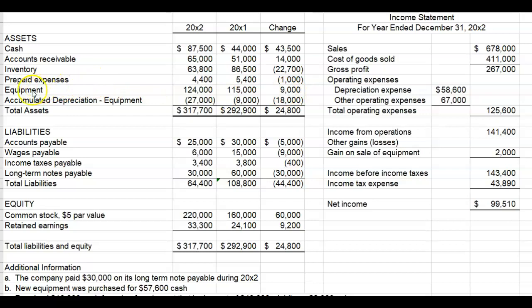Long-term assets, which is the equipment, increased by $9,000. But we don't just automatically pick up that $9,000. We have to find out if that is cash spent to acquire equipment. There might be several transactions that caused a $9,000 increase in equipment. So let's take a look at the other information.